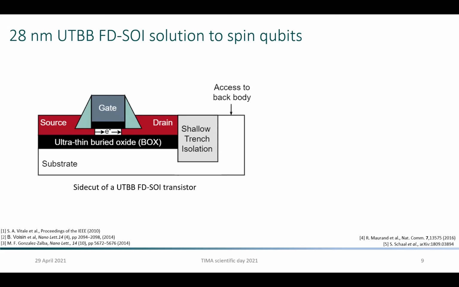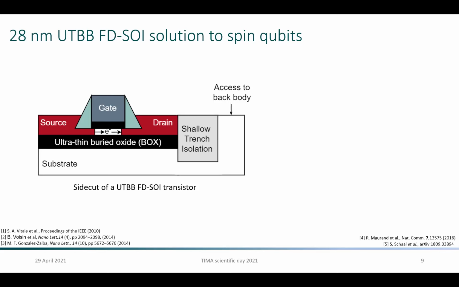A unique feature of FD-SOI is that thanks to an ultra-thin buried oxide layer, we can also activate the channel from underneath by polarizing the backgate, and if designed properly, we can even have independent access to each device's backgate.